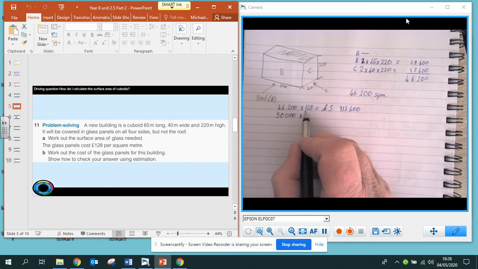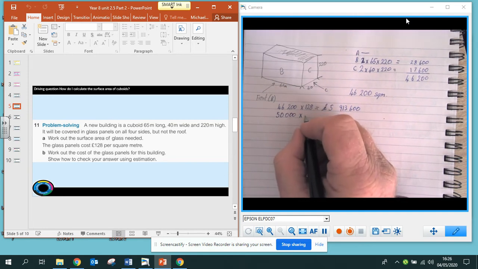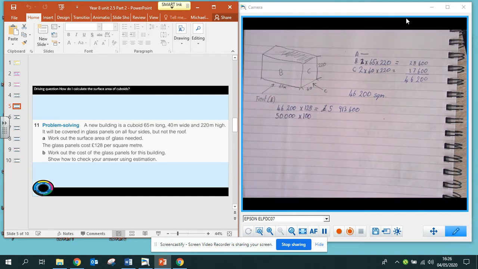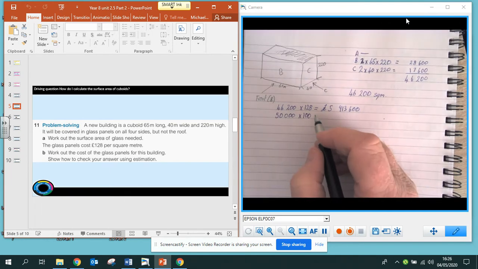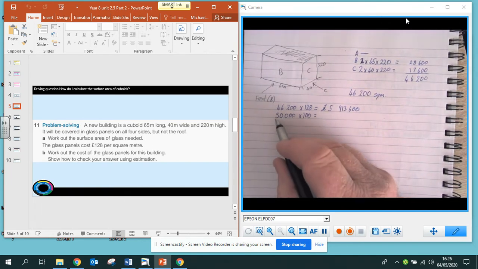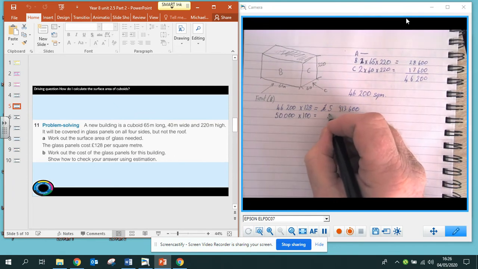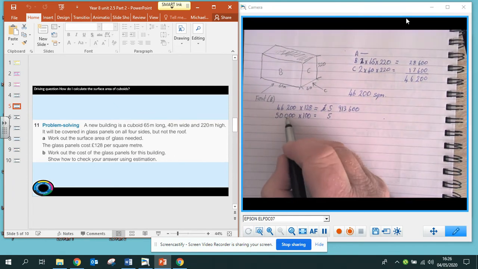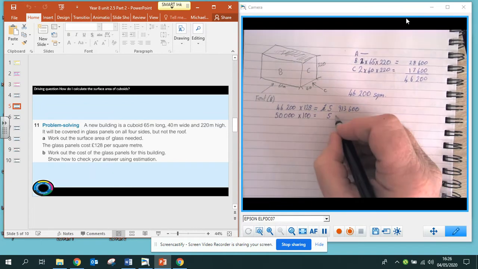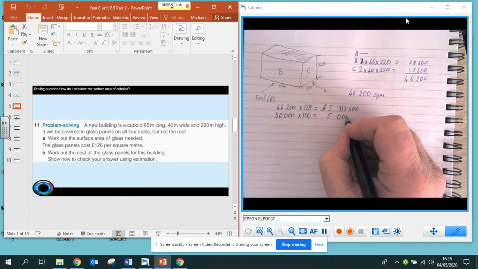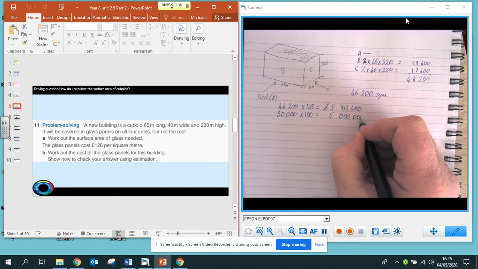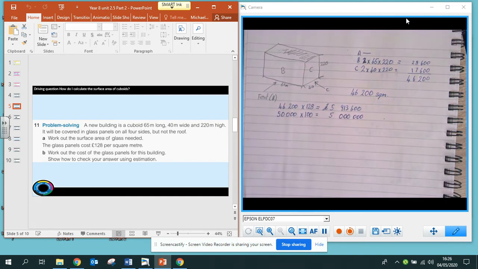The biggest place value in 128 is hundreds, so I'm going to round this to the nearest 100, and the nearest 100 to 128 is 100. So now, to work that out, I've got to multiply this number by this number. Well, 5 times 1 is 5, and I've got 1, 2, 3, 4, 5, 6 zeros left, so I've got to write those down. So an estimate for the price would be 5 million.